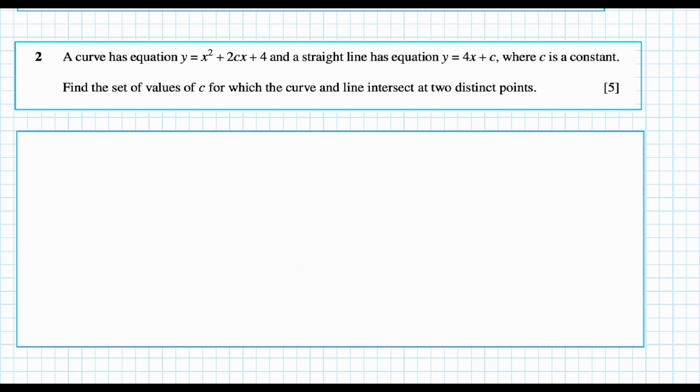We are given an equation for a curve and a straight line. We've defined a set of values for c, and we know that the curve and line intersect at 2 distinct points. So they intersect, so at that point they meet. So of course, make them equal to each other.